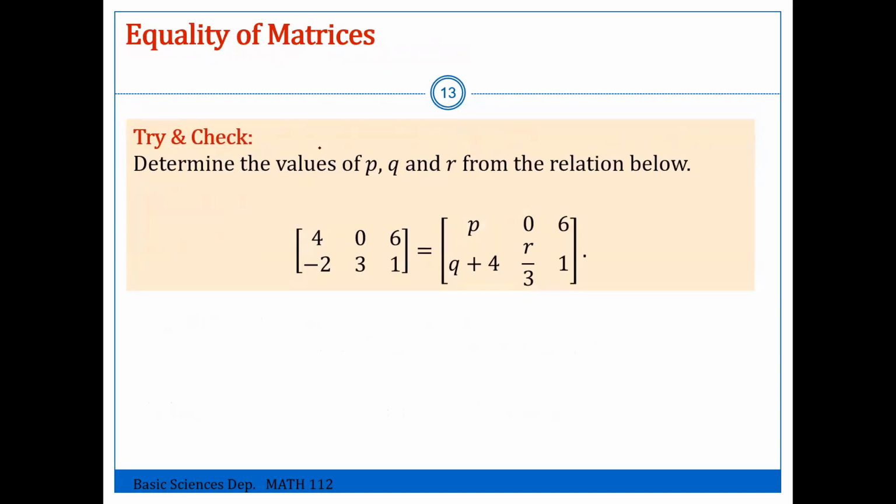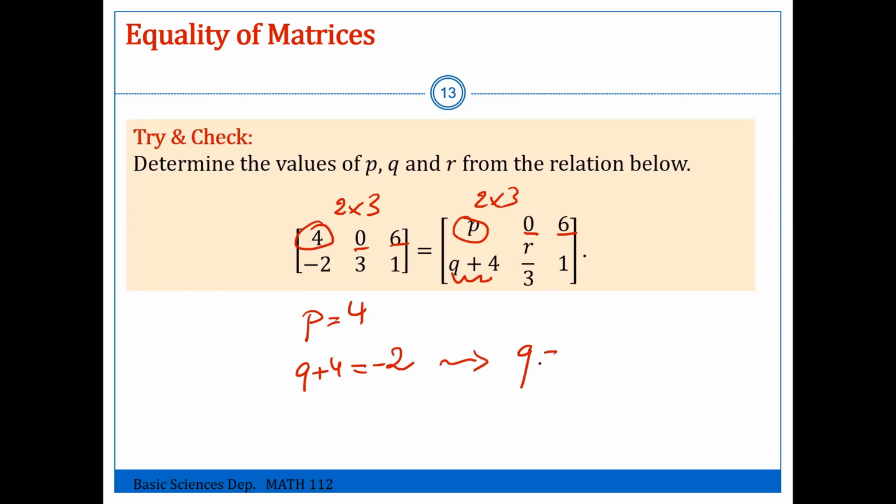Same question here. What is the order of this matrix? 2 by 3. What is the order of this matrix? 2 by 3. So the order matches here. So they are equal if P equals 4. 0 equals 0, this is okay. 6 equals 6, this is fine. Q plus 4 equals negative 2. Minus Q is minus 6, so Q must be 6. R over 3 must be equal to 3.